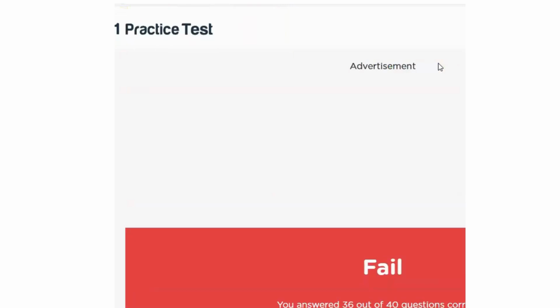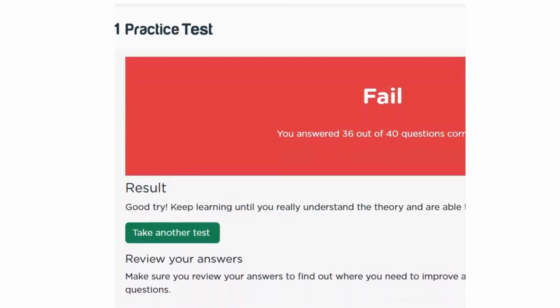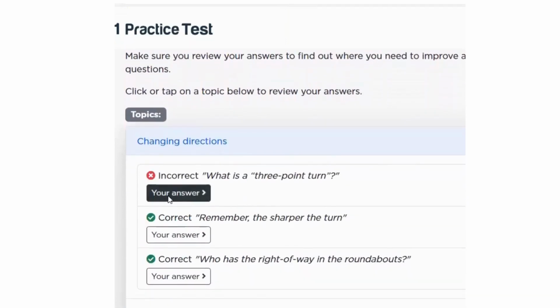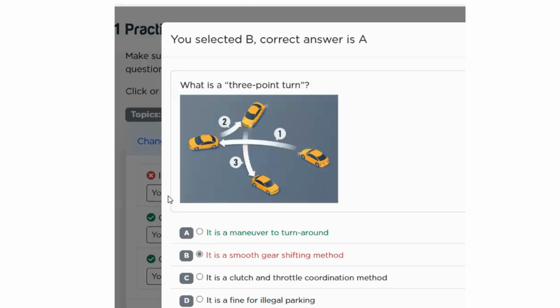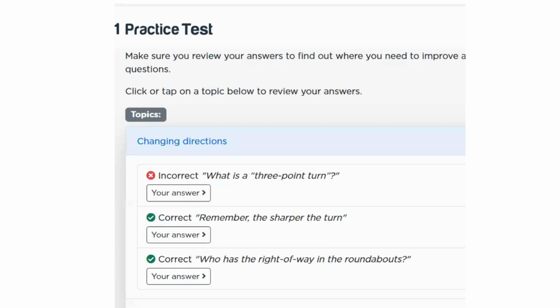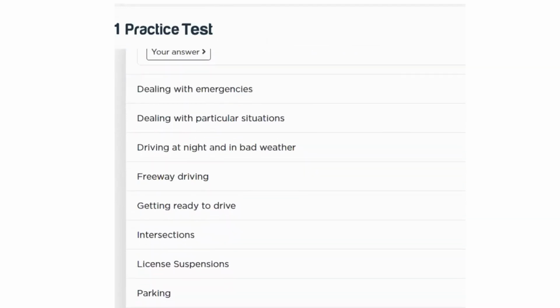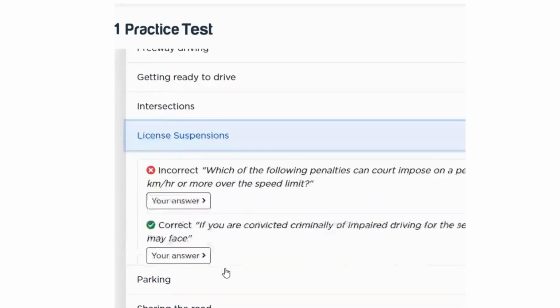Yes. I answered 36 out of 40 questions correctly and I failed. Wow. 3.10. It's a maneuver. 3.10 is maneuver to turn around. Okay, what else we got wrong? License suspension.